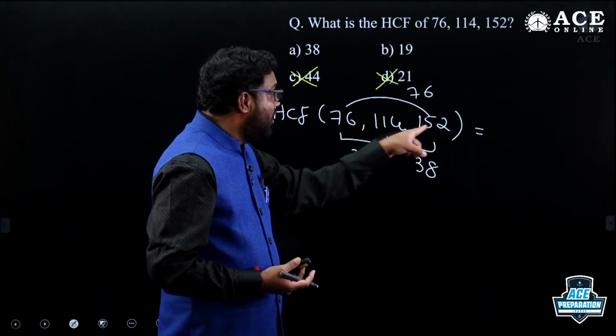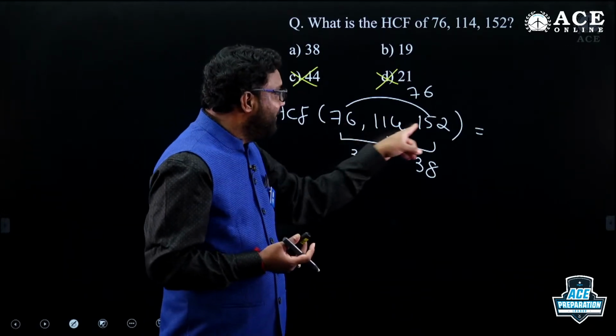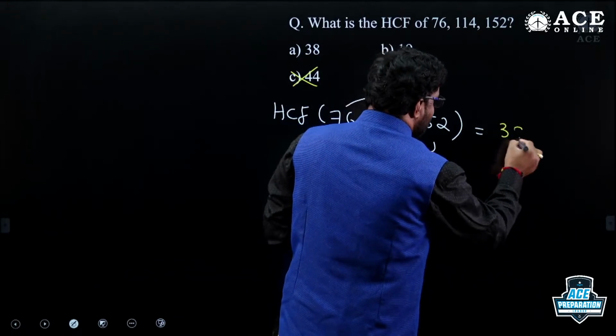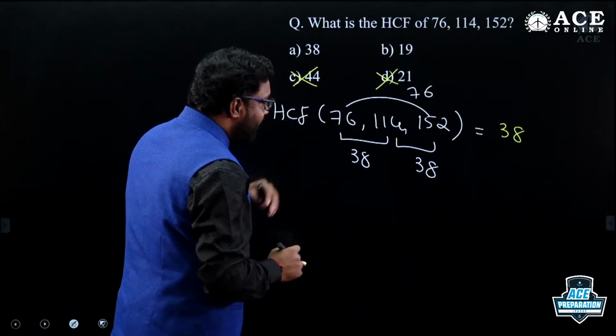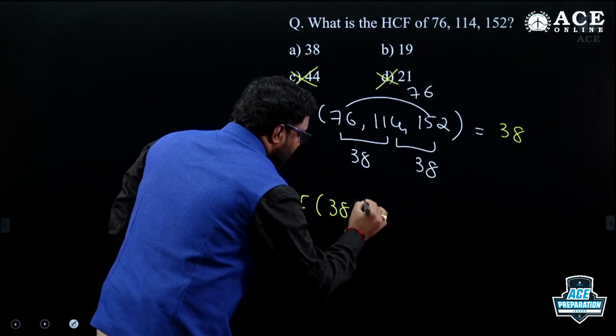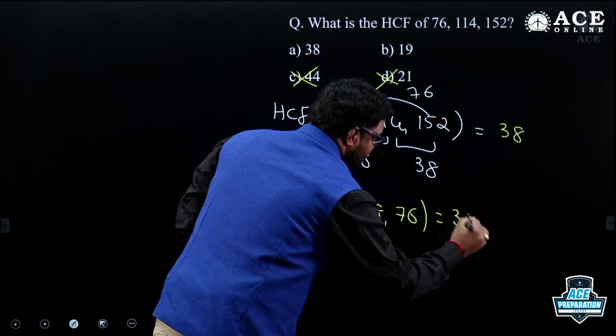19, if there is any odd number. But all are even numbers. You will get 38 here. If you check it out, this is 38. The HCF for the difference is also 38. And directly for the given question, 38, 38 and 76 will get 38, my dear friends.